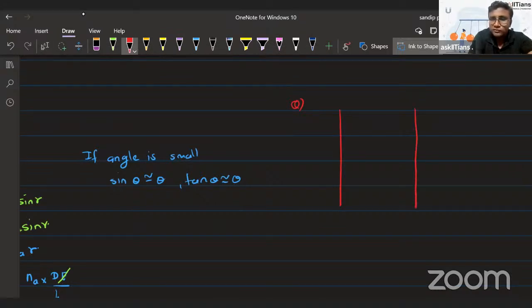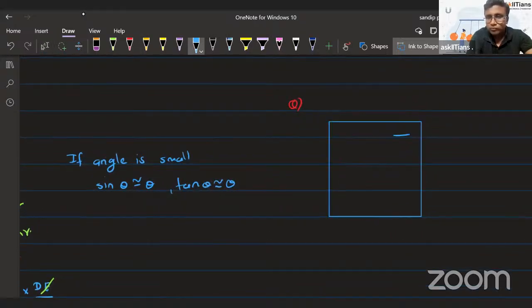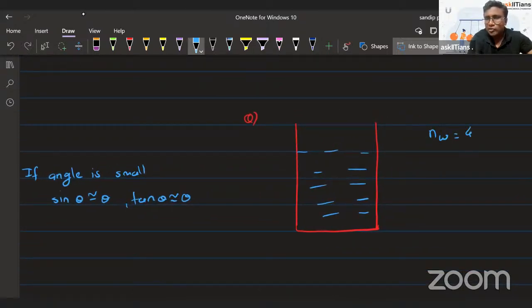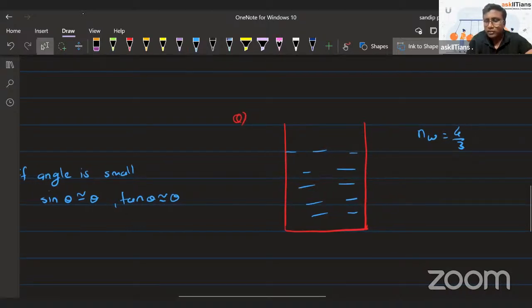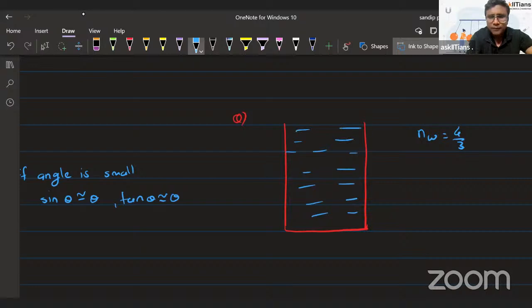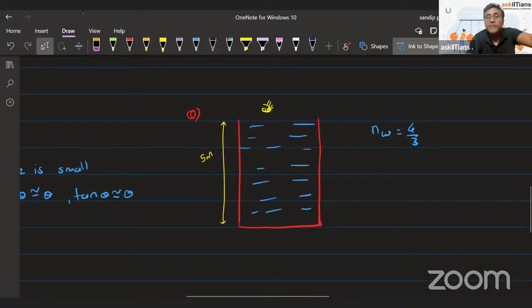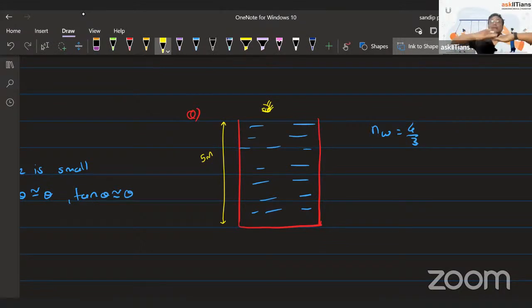Suppose in a container there is water, and the refractive index of water is given as 4/3, and let's say the water is completely filled like this. The height of this water is 5 meters. The question will be: if the person is watching from the top, the base of the water or the apparent depth of the water will be how much?